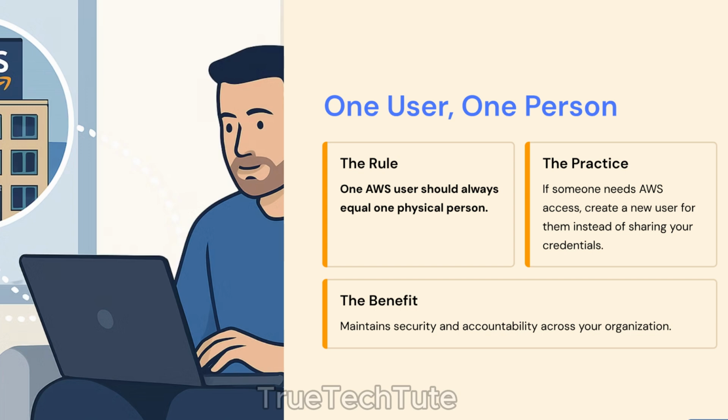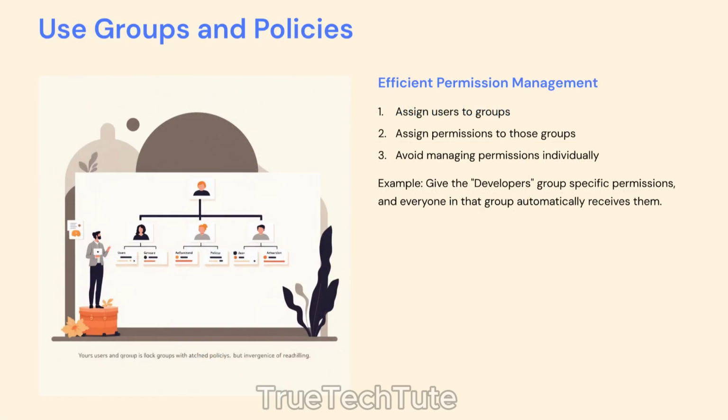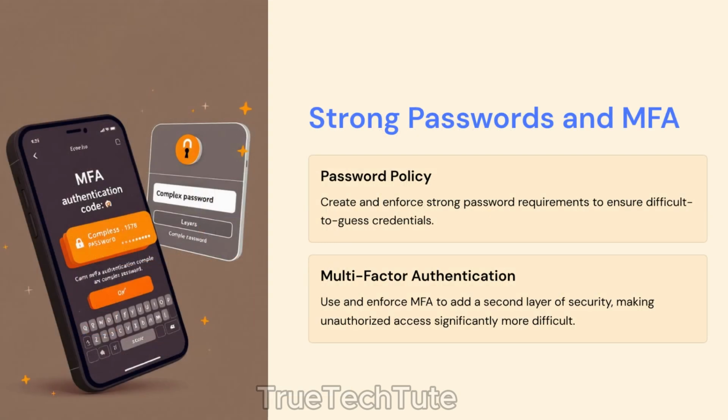To manage your security efficiently, you should assign users to groups, and then assign permissions to those groups. This way, you don't have to manage permissions for every single person individually. If you have a group of developers, you just give that group the permissions they need, and everyone in that group gets them automatically. You should always create a strong password policy to make sure everyone uses difficult-to-guess passwords.